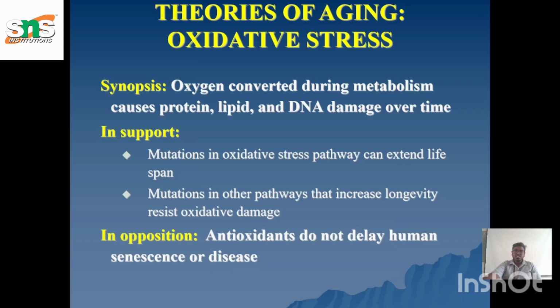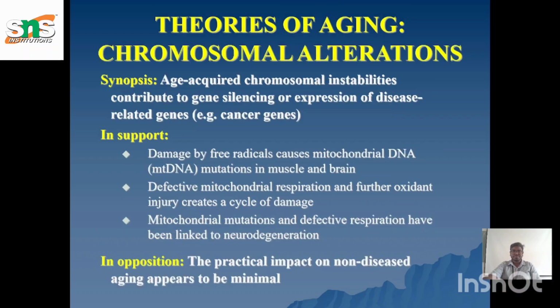The theories of aging mainly include oxidative stress. In oxidative stress, oxygen converted during metabolism causes protein, lipid, and DNA damage over time. In support of this theory, mutations in the oxidative stress pathway can extend the lifespan, and mutations in other pathways that increase longevity also increase resistance to oxidative damage. In opposition, antioxidants do not delay human senescence or disease.